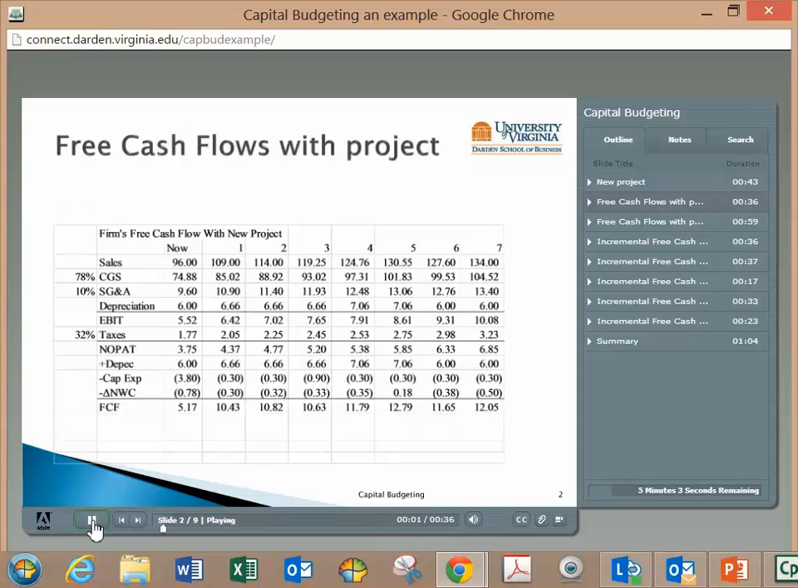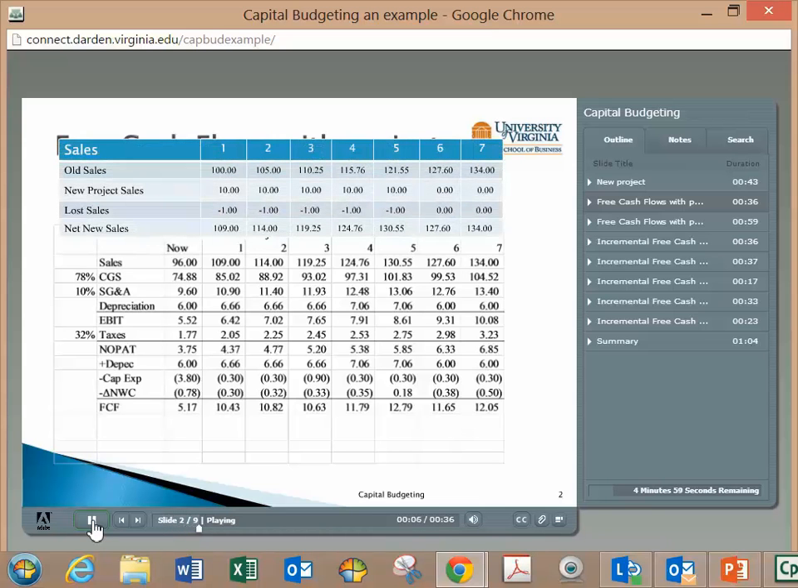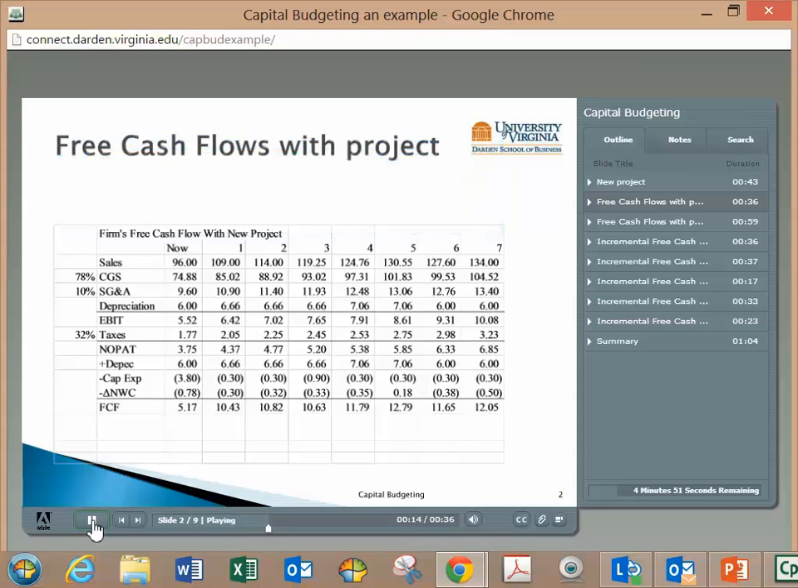Overall, sales have increased by $9 million. This includes the $10 million in new sales for the new project, but also reflects the loss of $1 million in sales in another plant. Cost of goods sold is 78% of sales, and SG&A is 10%.